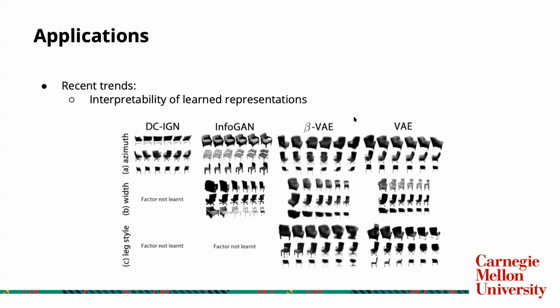So this image is trying to show how different models are better or worse at doing these. And you can see that the first model didn't even learn to do this for width and leg style, but the beta VAE and VAE were relatively better or worse at doing that.